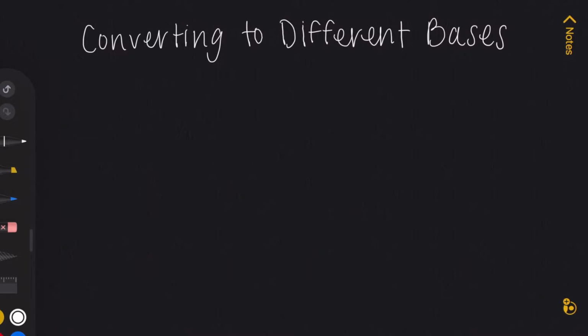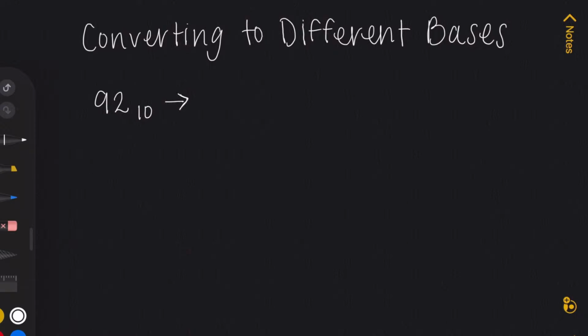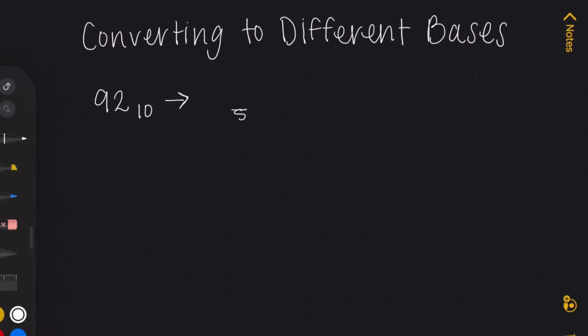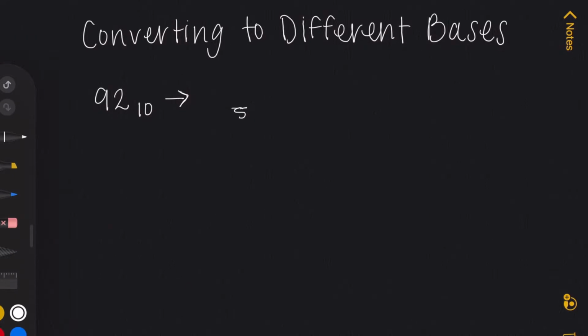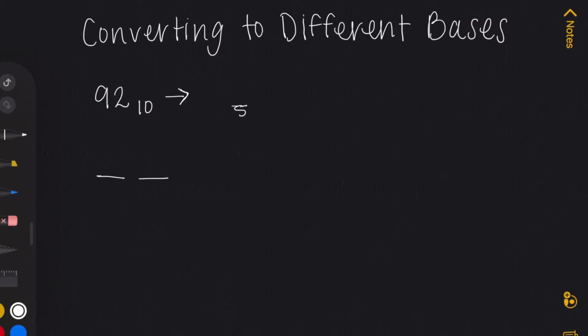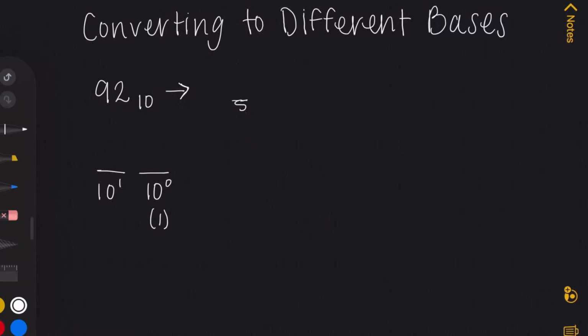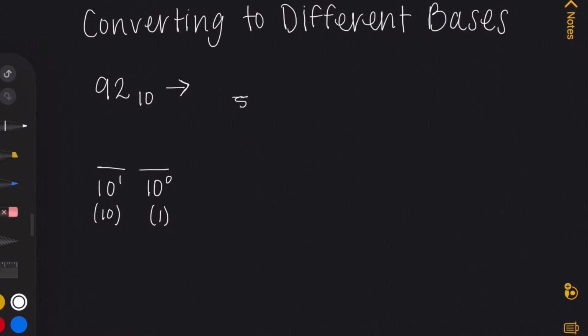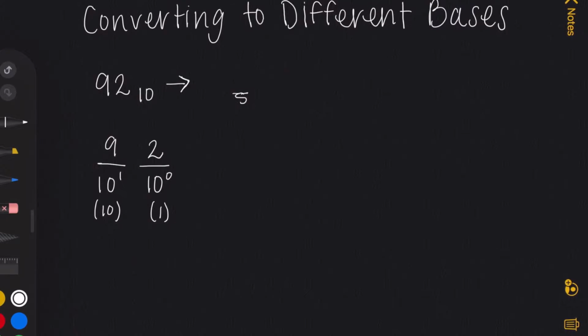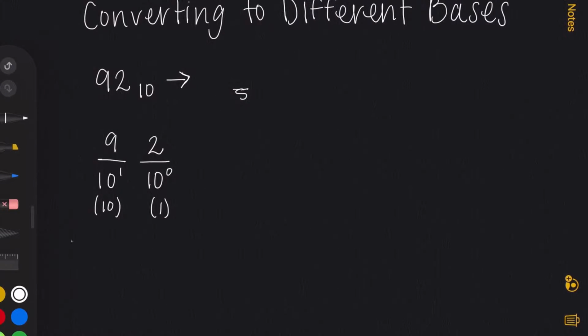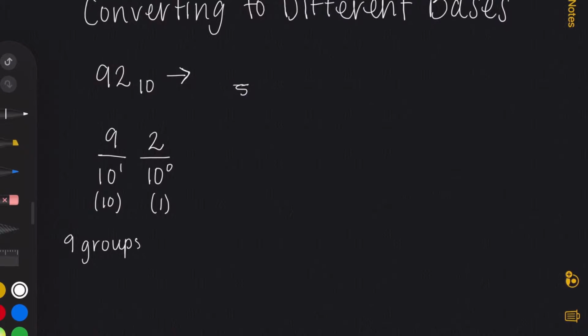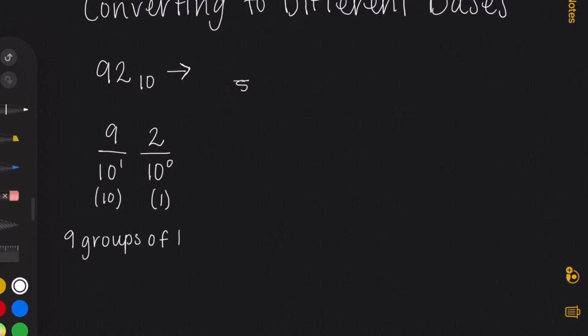Next, we will be looking at converting to different bases. So first we're going to take 92 base 10 and convert it to base 5. We put place values against the digits. So we put 9 over 10 to the 1 and 2 over 10 to the 0. 10 to the 0 is 1 and 10 to the 1 is 10.